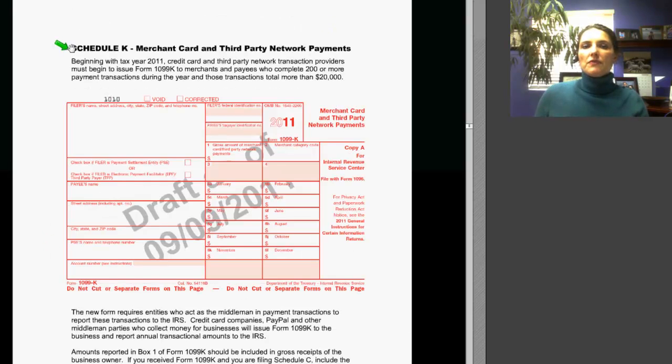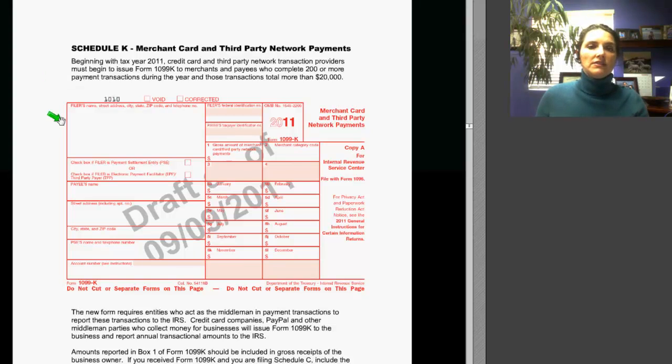Schedule K, merchant card and third-party network payments. Beginning with tax year 2011, credit card and third-party network transaction providers must begin to issue Form 1099-K to merchants and payees who complete 200 or more payment transactions during the year, and those transactions total more than $20,000. So this is a new form.